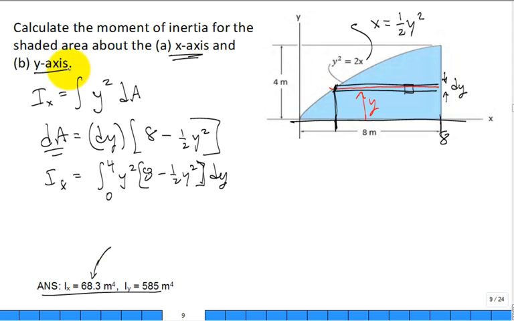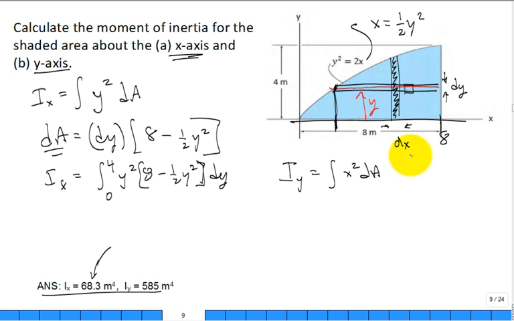Now let's do it about the y-axis. If you do it about the y-axis, do you think you want to use a strip where y is changing, or do you want to use a strip where y isn't changing? I'm sorry, where x isn't changing. This is a strip that you're going to have that's thickness dx, and when you compute the moment of inertia for the area about the y-axis, that's the integral of x squared dA.